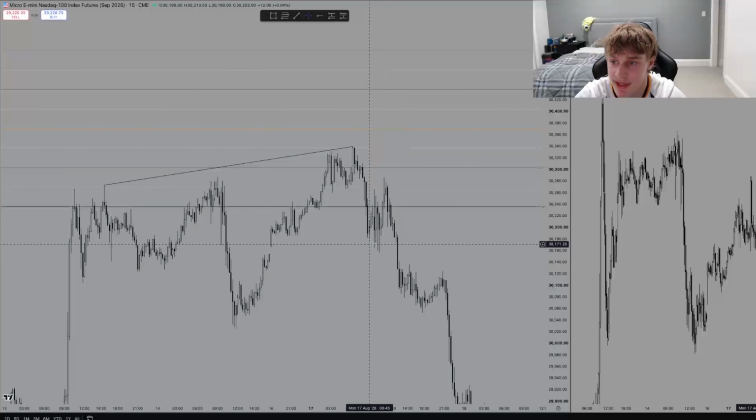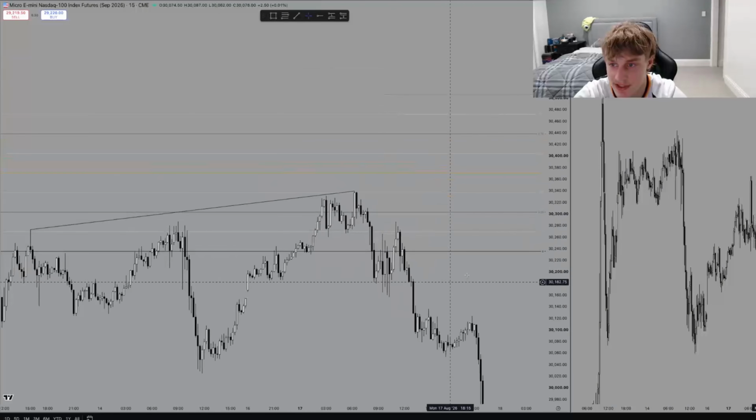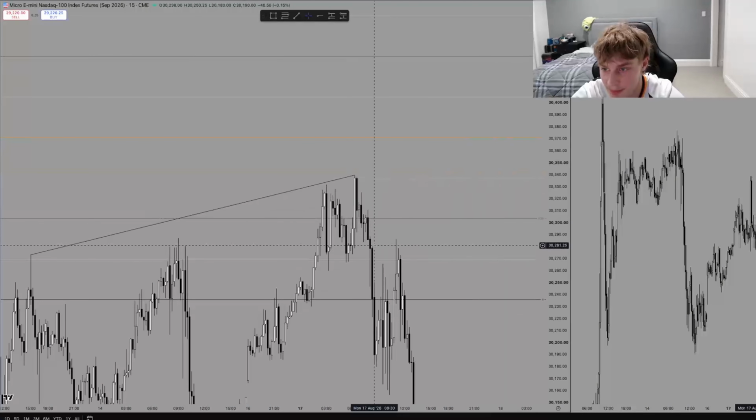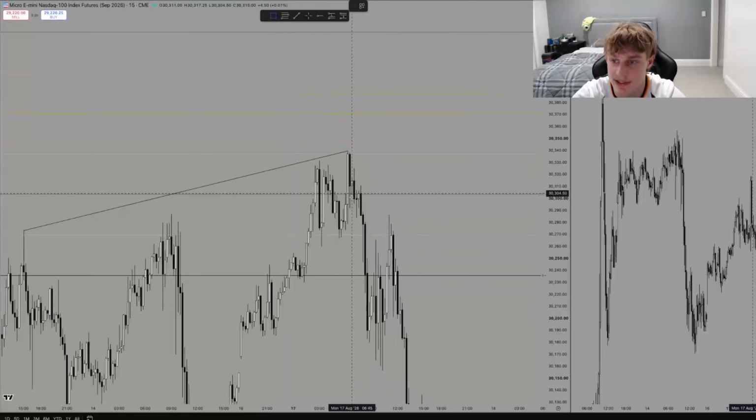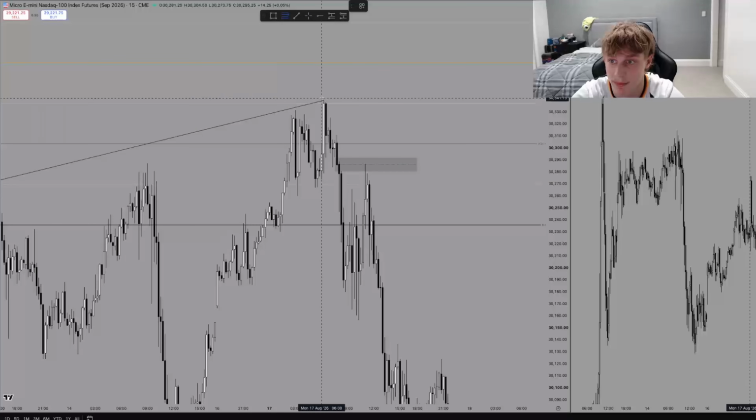What does that do? That allows us to drive back up into, look at this swing, where is our inefficiency? This 15-minute gap right here. So it drives us up into this 15-minute gap. What is this 15-minute gap? It is a premium array. Why is it a premium array? Draw up premium discount also, right?